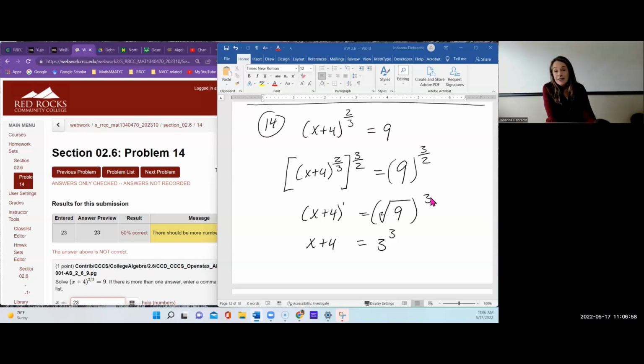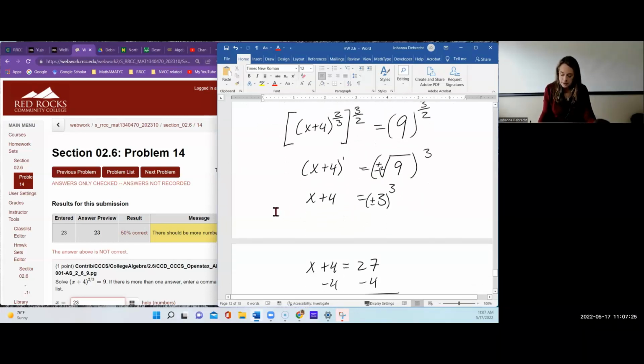Oh yeah, I forgot. When I put in the square root, it has to be a plus or minus. If it's an odd radical in the denominator, then we don't have to worry about the plus or minus. But if it's an even radical, we have to put in the plus or minus. This should have been plus or minus the square root of 9 raised to the third power. Then we have plus or minus 3 raised to the third power, which gives us two possibilities.